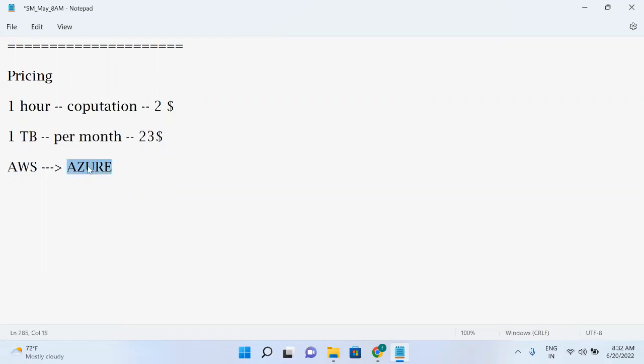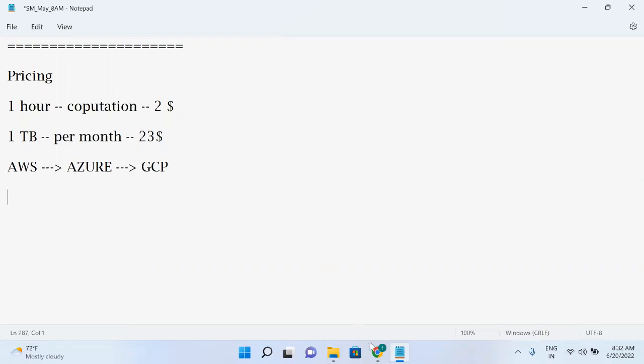Or suppose they are on Azure, and going forward they want to move the complete organization to GCP. They want to move the complete data to the GCP platform. Then data transfer charges will be applicable. There is a region-to-region distinction. Within the same region, there will be no charges.